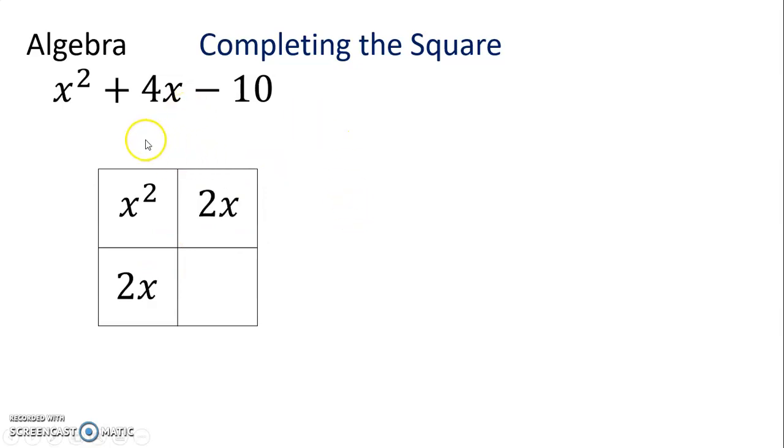Can you pause the video and work out what is going to go on the top and on the bottom? Work out what's in this part of the grid. And then can you work out what you're going to need to add or subtract to make a total constant of negative 10?